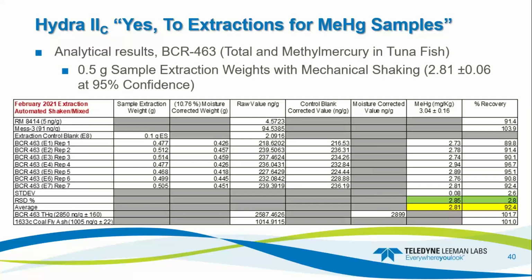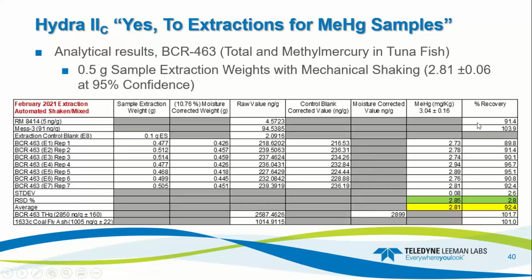So here is BCR 463, which is methyl mercury in tuna fish. I ran 7 extractions. I achieved 2.81 for a concentration, that's 92.4%. And along with this, I'm running some quality control.